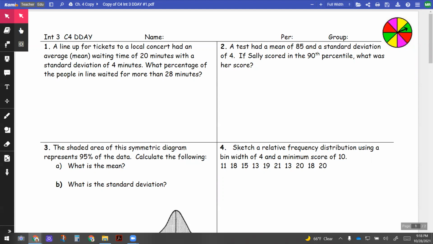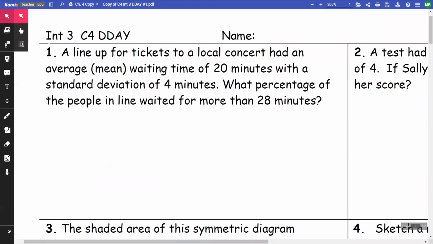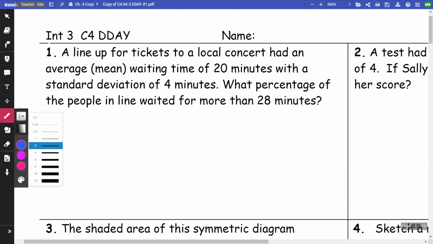So this video is chapter 4, D-Day number 1. On this first problem, we're dealing with a normal curve. A lineup for tickets to a local concert had an average mean waiting time of 20 minutes with a standard deviation of 4 minutes. What percentage of the people in line waited for more than 28 minutes?